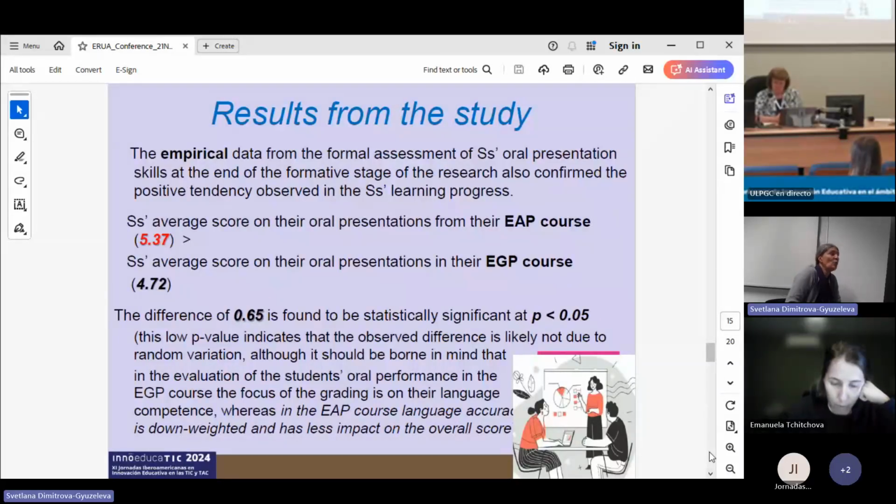The data collected through formal assessment of their oral presentation skills also confirmed this positive tendency. The difference of 0.65 was a statistically significant difference between their results on the oral presentations in their EAP course, after the formative training in oral presentation skills using the ECO approach, and their assessment of oral presentation skills in their English for General Purposes course.